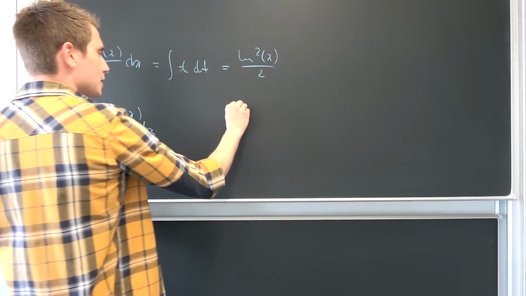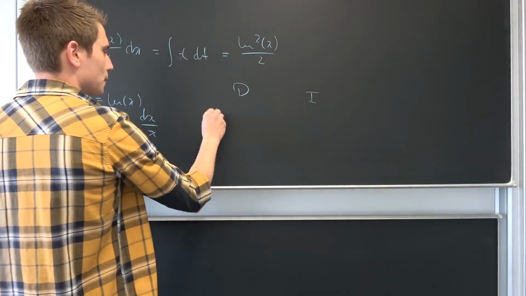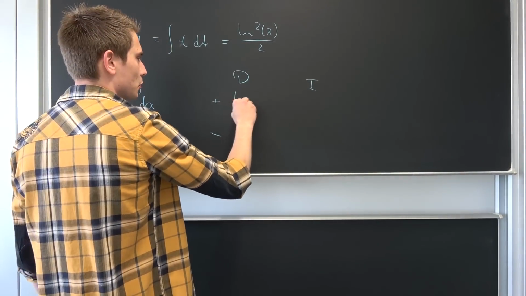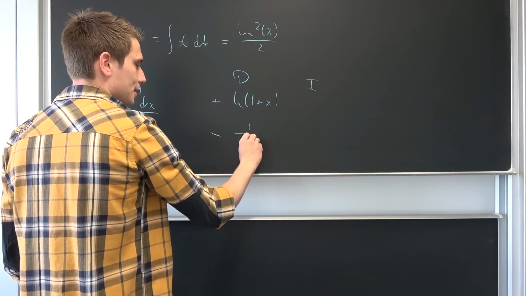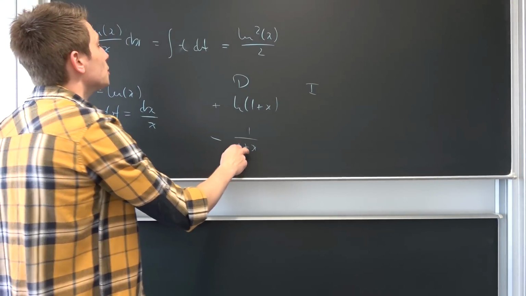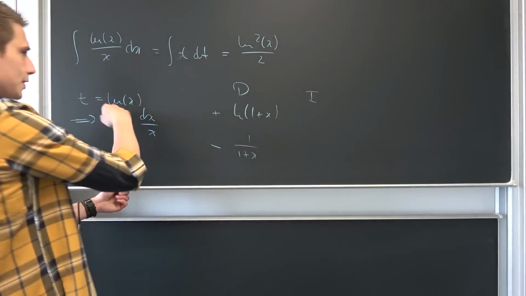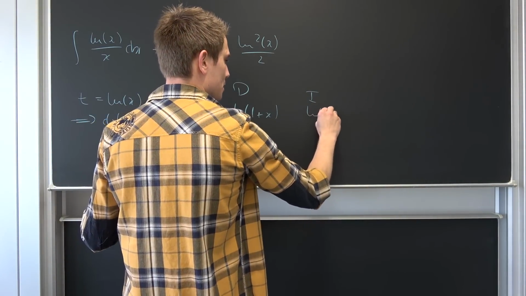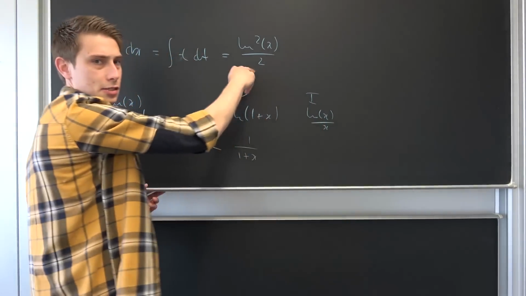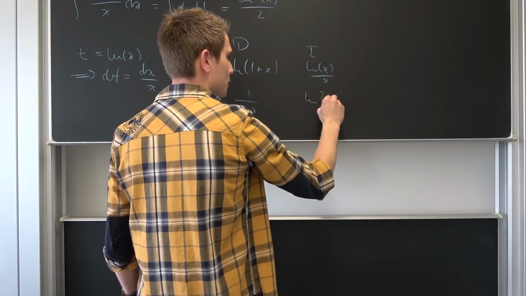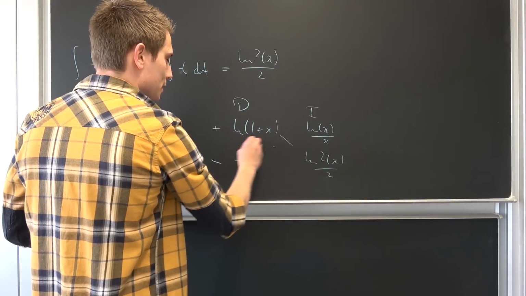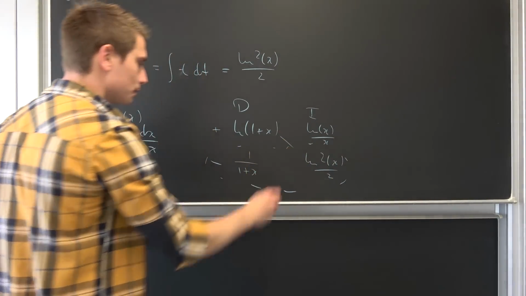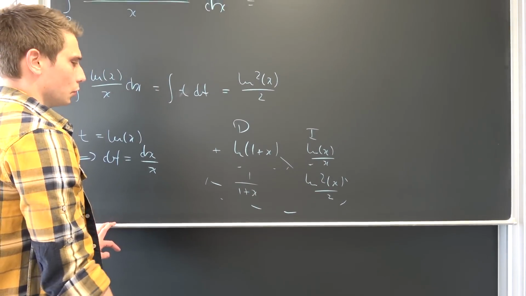So we have to differentiate something and we have to integrate something. Differentiating the natural log of 1 plus x is going to give us 1 over 1 plus x. Inner derivative is just 1, so that's good. And integrating this thing right here, ln x over x, we know that this is going to be natural log squared of x over 2. Multiplying this together, taking the integral of this thing, is going to give us the following.